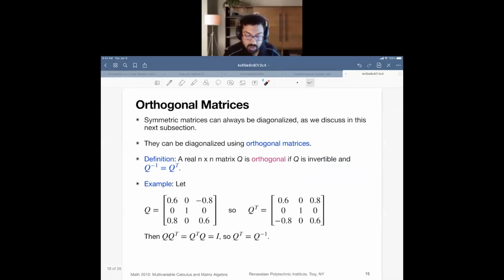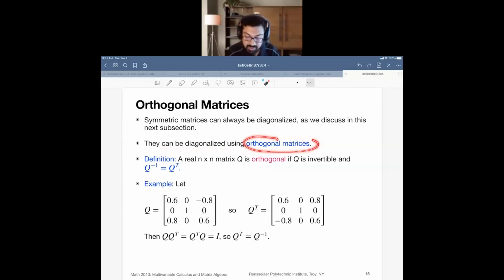All right, the next conversation is about orthogonal matrices. These are special matrices that are going to help us diagonalize things. Symmetric matrices can always be diagonalized. We are going to discuss in the next section that if you have symmetric matrices, you can always diagonalize them, and they can be diagonalized using orthogonal matrices.